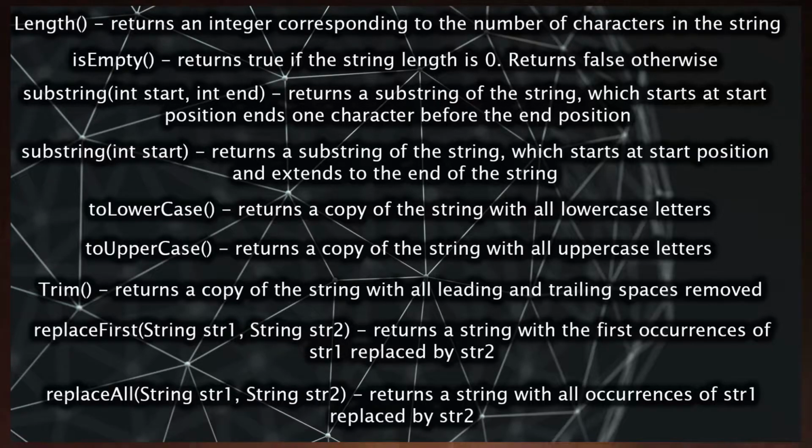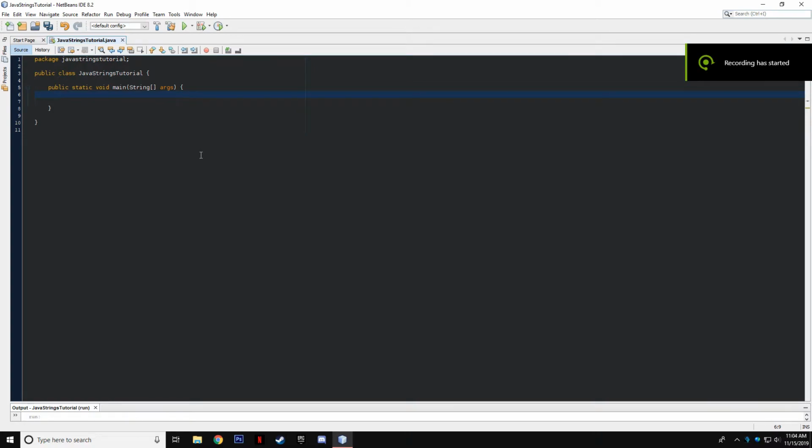We have trim, which returns a copy of the string with all leading and trailing spaces removed. We have replaceFirst(String str, String str2), which returns a string with the first occurrence of str replaced by str2. And we have replaceAll(String str, String str2), which returns a string with all occurrences of str replaced by str2. Okay, so now I'm going to explain the methods of the string class in further depth.